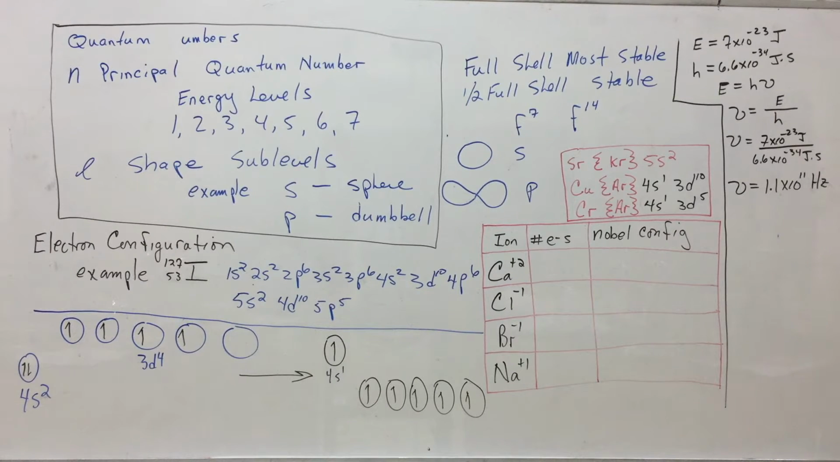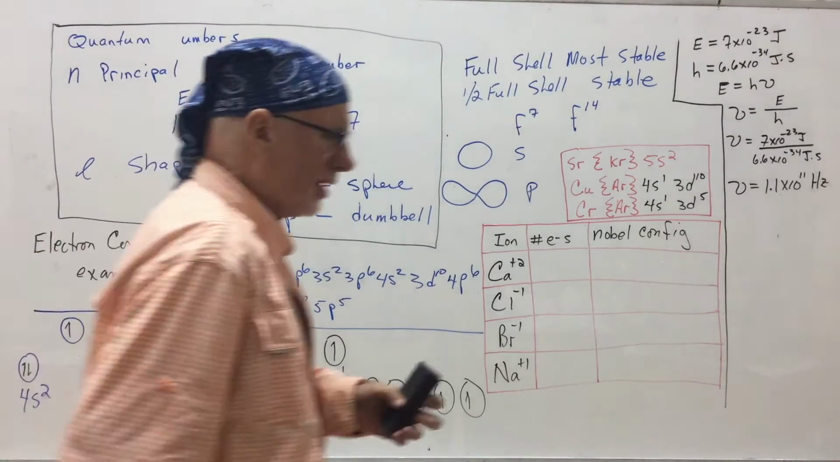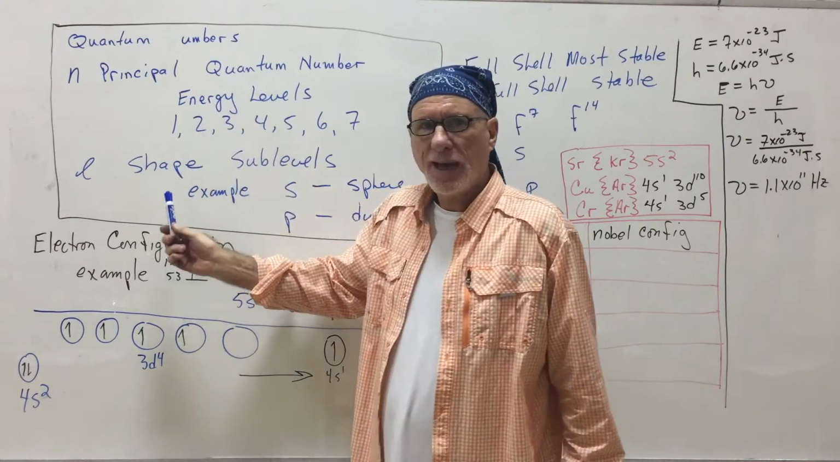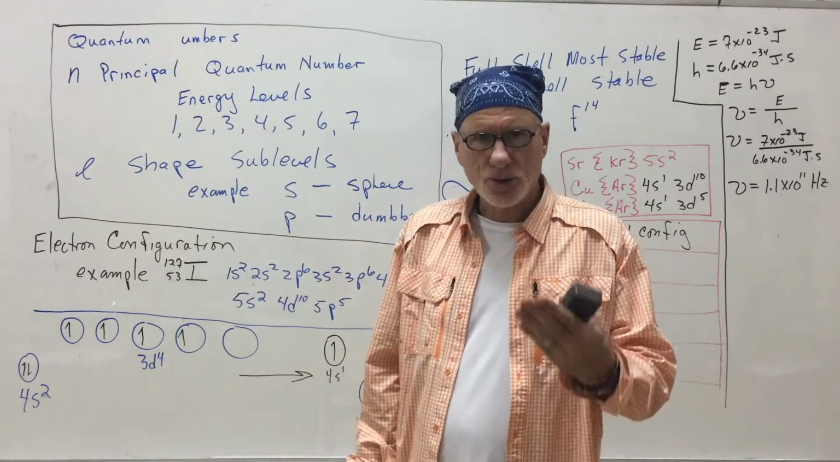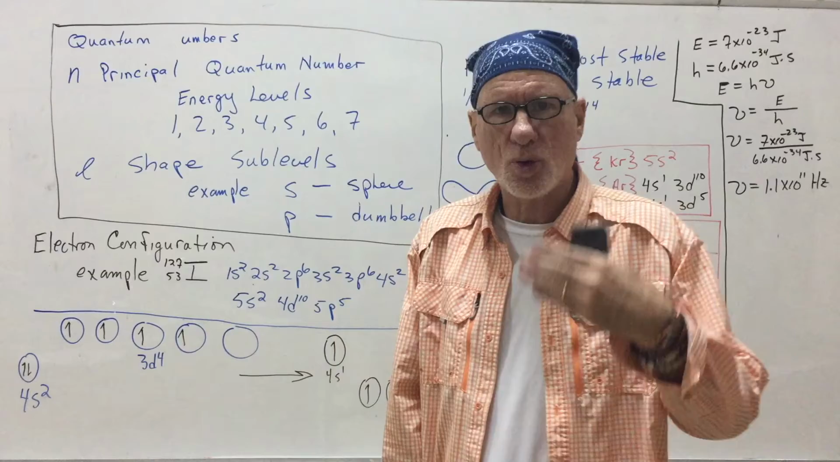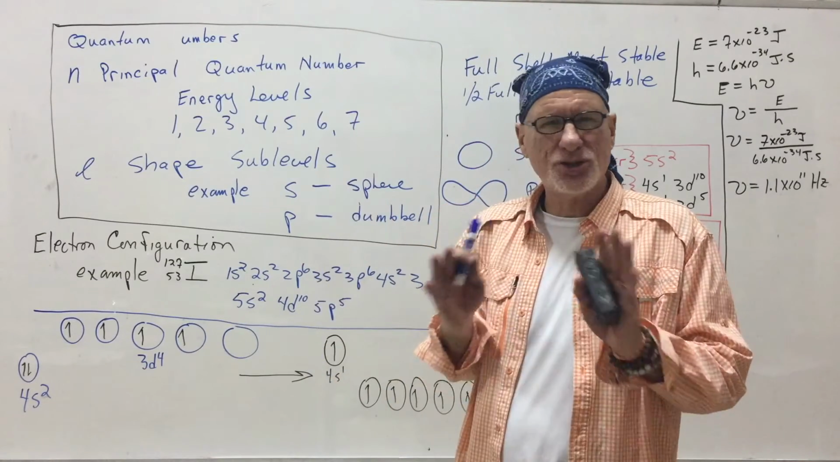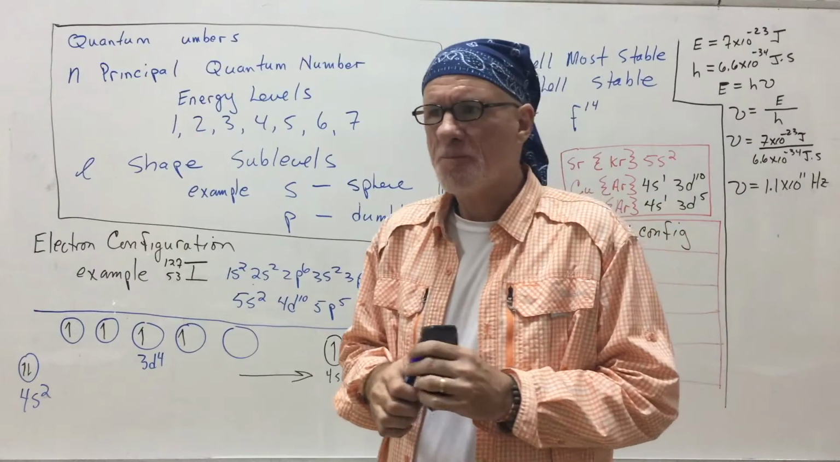Okay, this is chapter 5, and we're going to begin with quantum numbers. Quantum numbers N and L. There's also M and S. I'll do some quantum number examples at the end. Just two, I think, would be plenty.